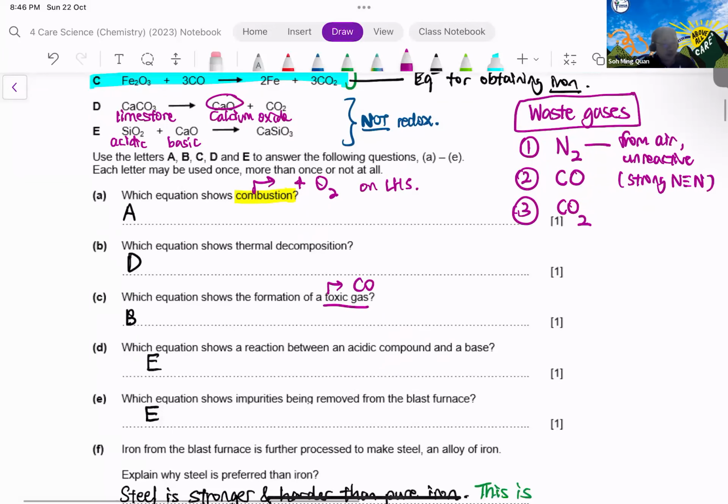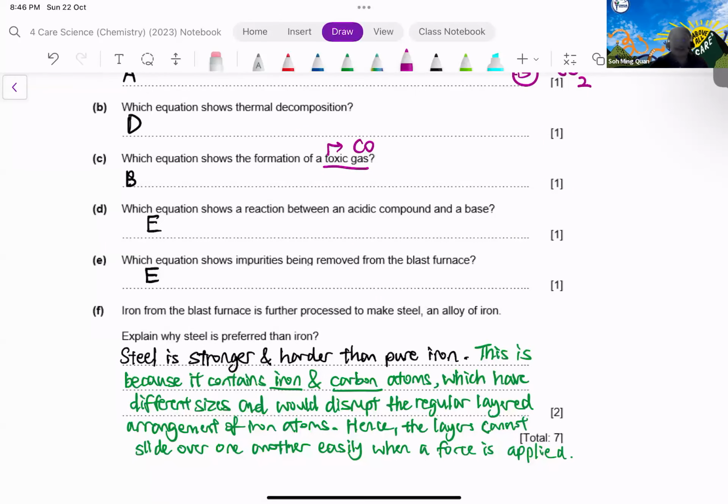Now next, you are asked why steel is preferred to iron. So I'm sure you know the answer. Steel is stronger and harder than pure iron itself. And this is because steel contains iron and carbon atoms, which have different sizes and therefore disrupts the regular layered arrangement of the atoms. Hence, the layers cannot slide over one another easily when a force is applied. Now, in this question, to make your answer better, please try to state the specific atoms present in the alloy. This is not a general question. They are asking you about steel. So it leaves a better impression if you can state that steel contains iron and carbon atoms. Okay, steel is only iron and carbon.